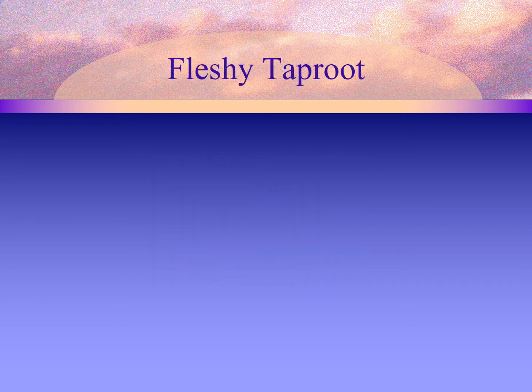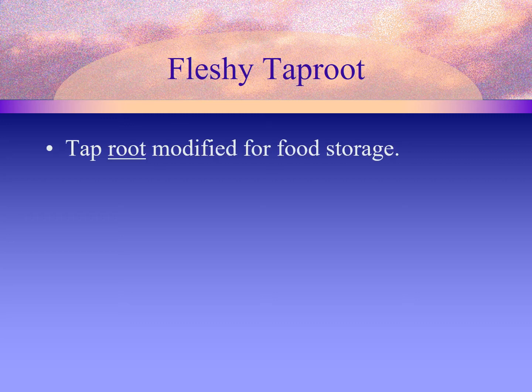Another specialized plant part that we've already taken a look at in class is something called the fleshy taproot. A fleshy taproot is a taproot that's been modified for food storage. And some examples of plants that we've seen earlier that make fleshy taproots include carrots, sugar beets, turnips, and radishes. So all those plants that I just mentioned are examples of plants that make fleshy taproots.